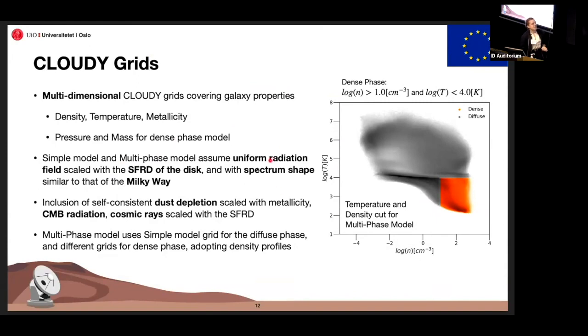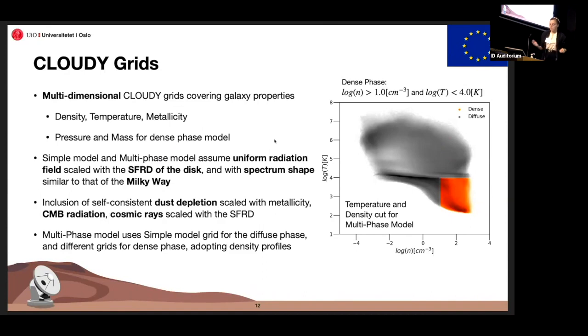And here you can see how I really simply define what is dense and what is diffuse. If we have above a certain density and below a certain temperature, I define it as dense and treat it with a subgrid model, while the rest is diffuse and doesn't get a subgrid model. So everything in orange here is dense, the rest in gray is diffuse.